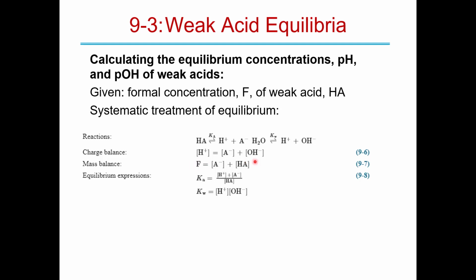Then we can write two other equations for our equilibrium constants for our two reactions up here, the acid dissociation and water hydrolysis reactions. So here we go. And so if you count all the unknowns, H plus, A minus, OH minus, and HA, we have 4, and we have 4 equations, charge balance, mass balance, Ka and Kw. So now we're ready to try and do the systematic treatment of equilibrium.